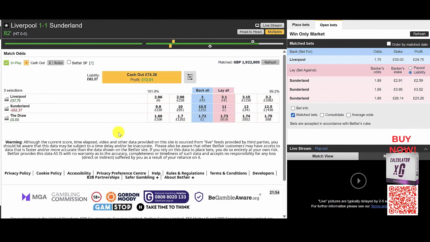There's around 8 minutes left. We do have green on Liverpool here, 57. We could just leave it at that. Are we worried about Sunderland winning this based on the data? We've currently got 0 on the draw. We could also just take £11 of cash out on this one. Let's have a quick look at the data.